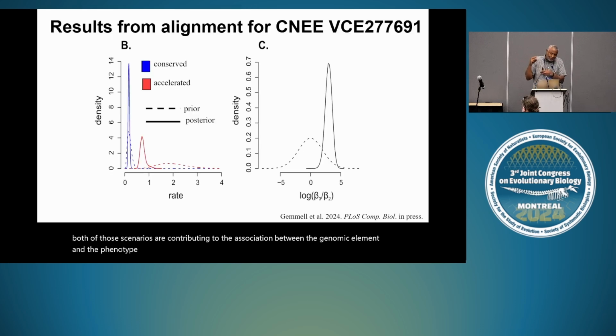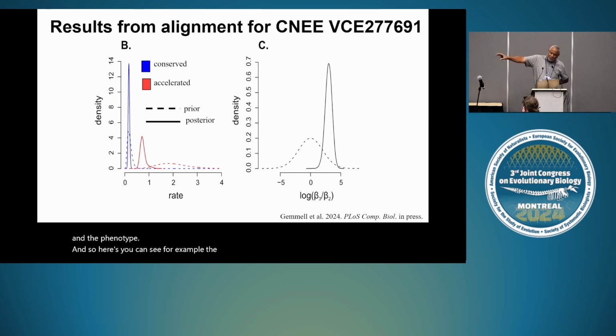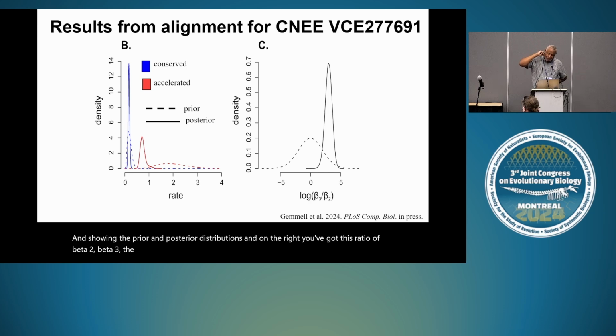And so you can see, for example, on the left you've got the genomic rate of evolution of the genomic element with the red, showing the prior and posterior distributions. And on the right, you've got this ratio of beta 2, beta 3, the two phenotypic scalars, with the prior in dotted line and the posterior. And so you can see that posterior is shifted significantly to the right, indicating an association between the two.